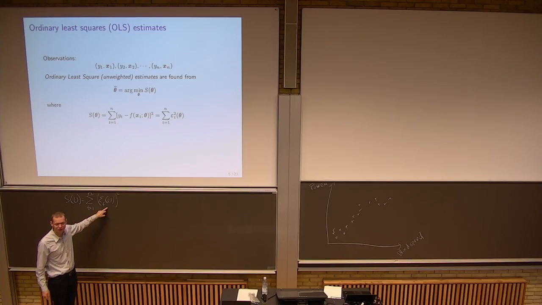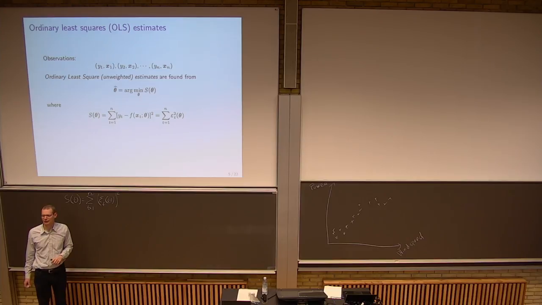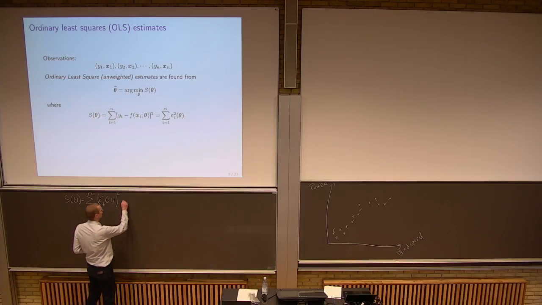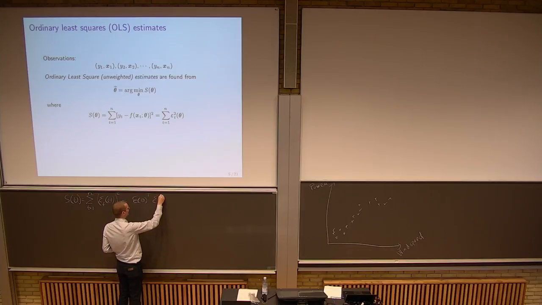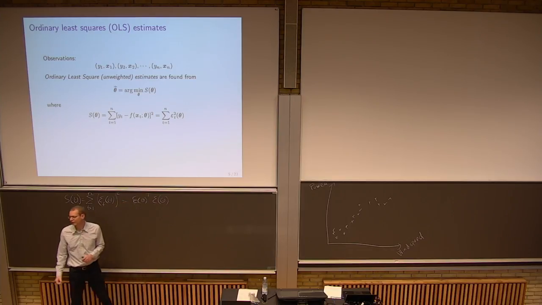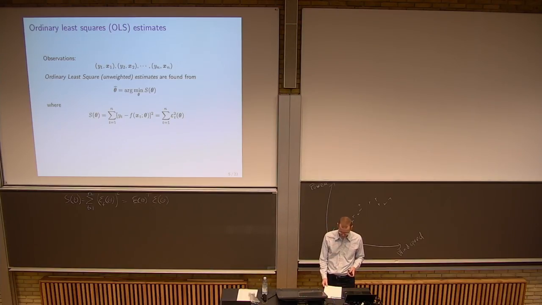Can you write this in a different way? Any bright ideas? You have a sum of all the square root elements. Yes? As a dot product? Yes. So we have a vector, all the epsilons, theta, and we take the inner product of that. This is the way we want to continue doing these things. Sometimes we write the sums, but we like to do it as the inner product.